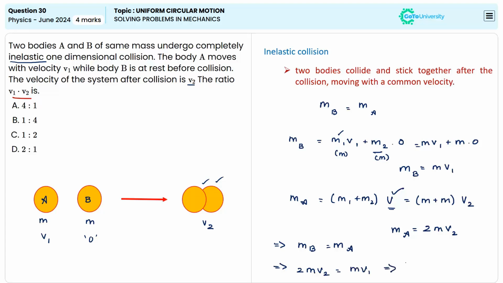From this we can find the ratio of v1 to v2. So v1 over v2 will be equal to 2 here because m will get cancelled. v1 divided by v2 will be 2. So from this we can write the v1 to v2 ratio will be equal to 2 to 1. So the correct answer for the question is option D.